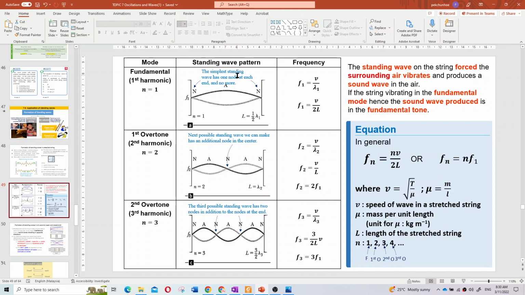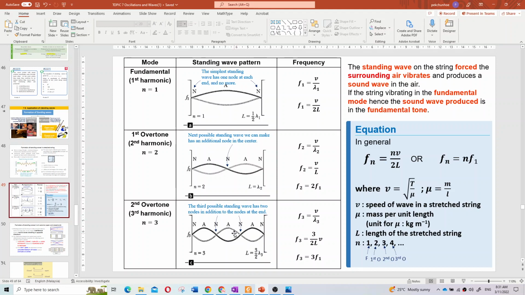The air particle always follows the frequency of the string. If the string vibrates at second overtone frequency, at very high frequency, the air particle also vibrates at high frequency, and our eardrum also vibrates at high frequency, and we can hear the same frequency.